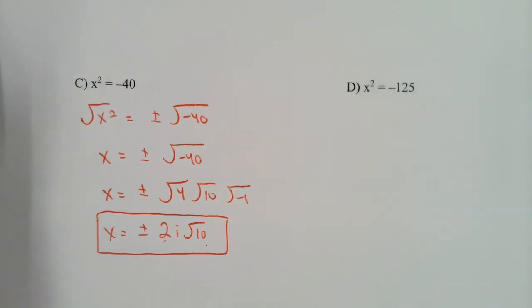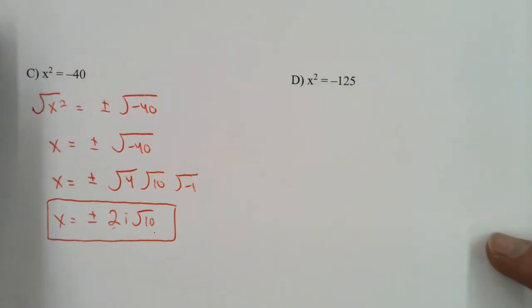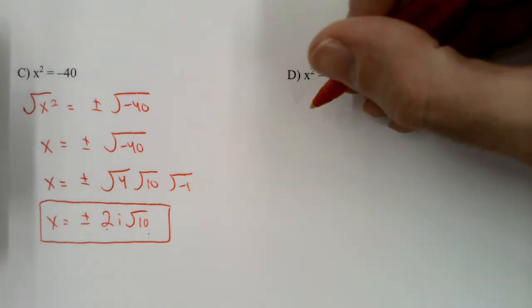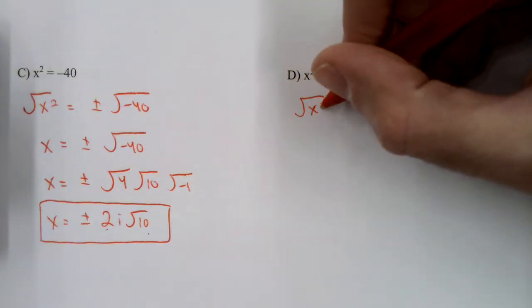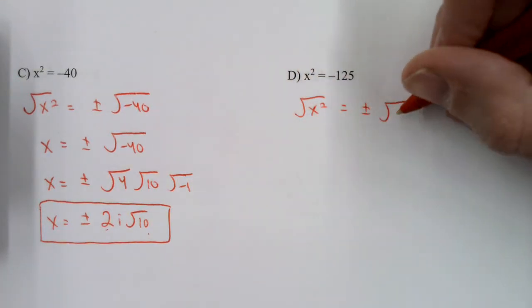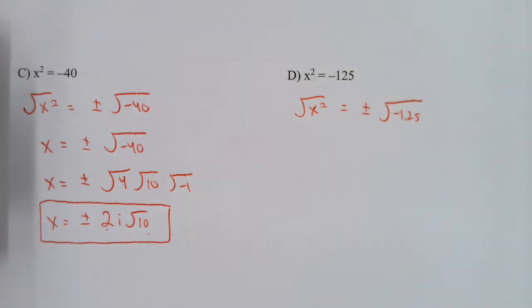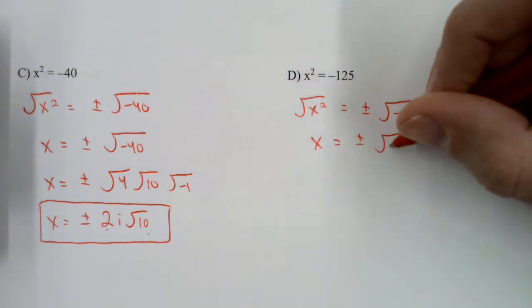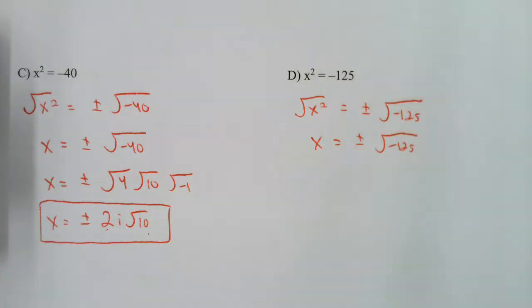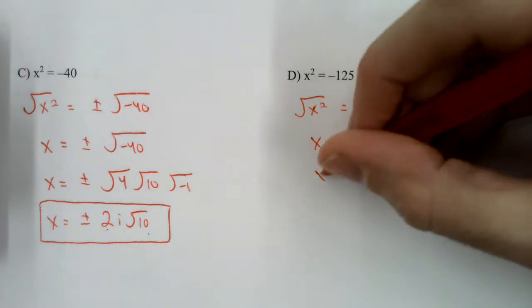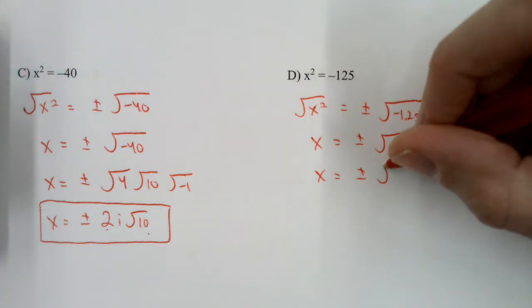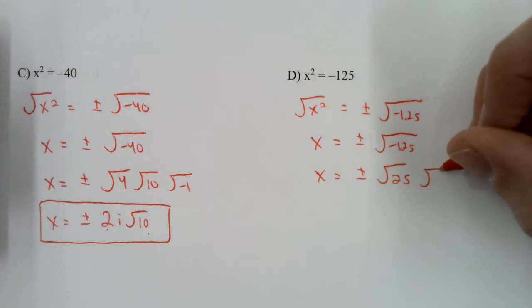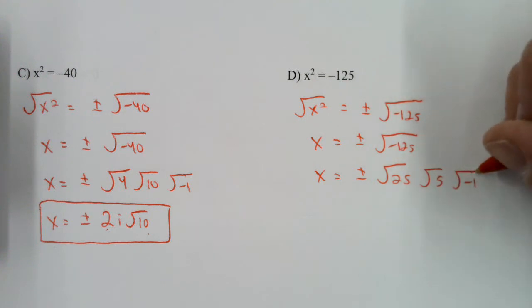Okay, 2D is a similar problem, so you might want to pause the video and try it on your own first. Okay, so square root of each side. Positive and negative on the right. x equals positive and negative square root of negative 125. And now see if you can find the biggest perfect square that's a factor of 125. It's going to be 25. So I'll write square root of 25 times square root of 5 times square root of negative 1.